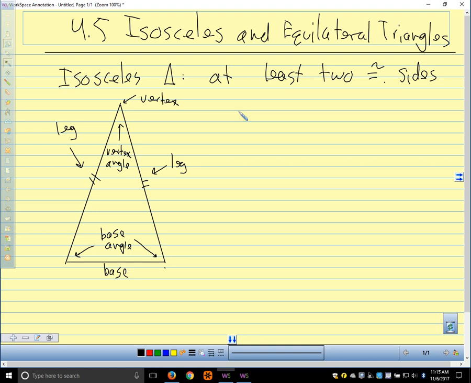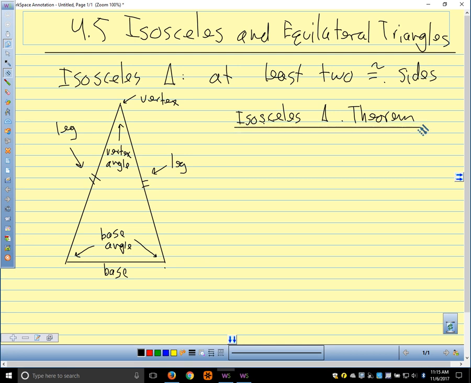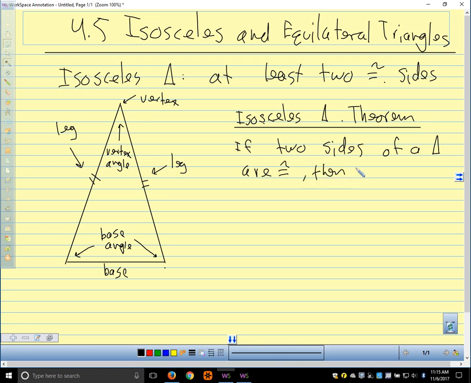All right, our theorem. We've been using this theorem when we do angle puzzles, but we're going to make it official now. Isosceles Triangle Theorem. So our theorem is: if two sides of a triangle are congruent, then the angles opposite them are congruent also.